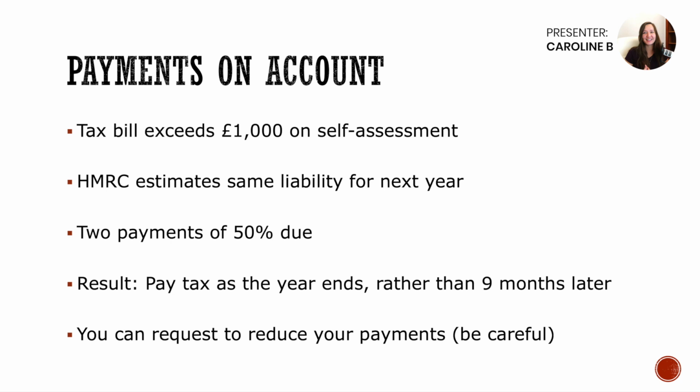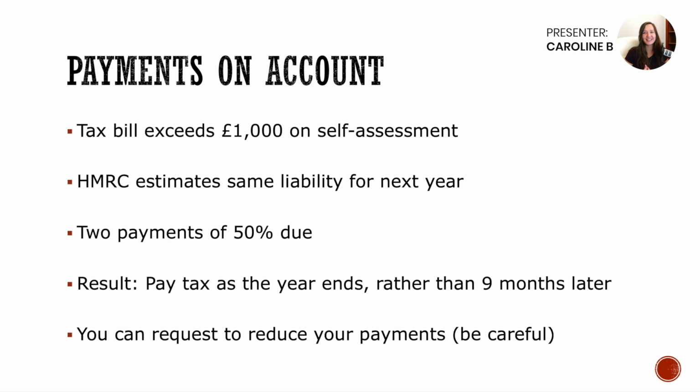So it's like a prepayment for next year. But the year ends in April, so you're only paying it a few months in advance. They just don't want to let you wait until the following January again to pay them. So that's why they do this. They just basically want their money sooner. They're a little bit greedy in that way. So they'll do the first 50% payment with your actual liability by the 31st of January 2020, and then they'll do the second 50% payment by the 31st of July 2020. So the result is to pay the tax as the year ends rather than 9 months later.